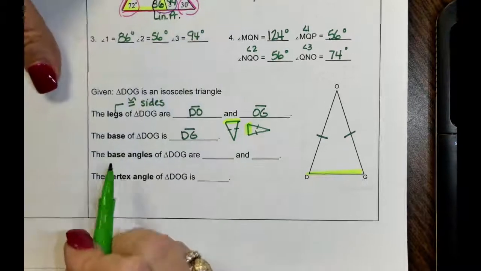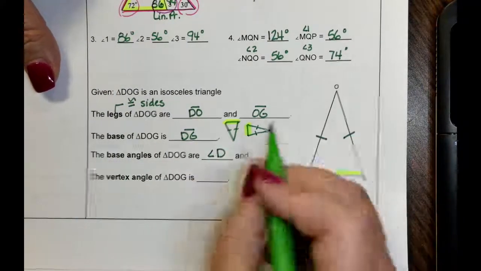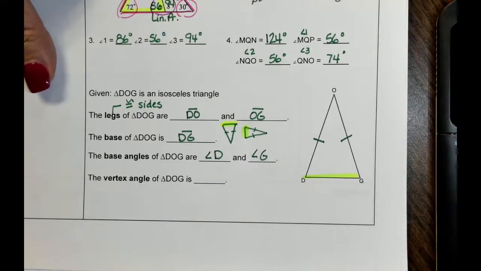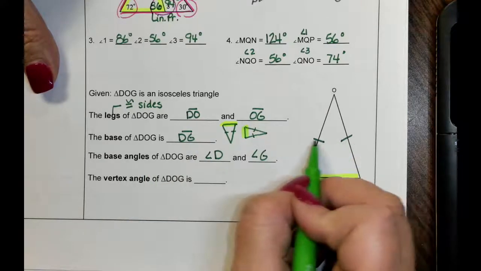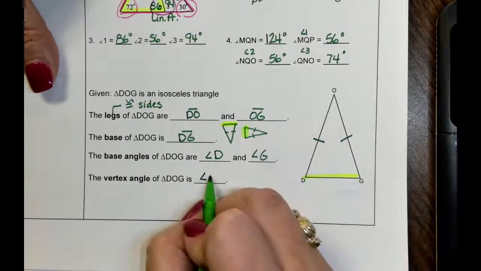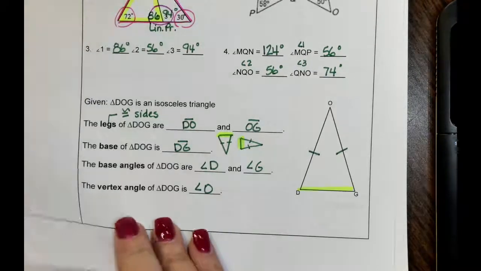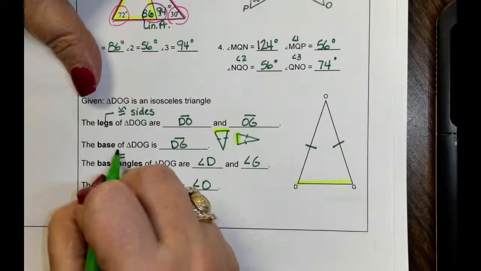The base angles are attached to the base. So angle D is a base angle, and angle G is the other base angle. And then the vertex angle. The vertex angle is up there in between the two congruent sides. So in this case, it is angle O. Now, here's what we know. We know that the base angles are congruent to each other.